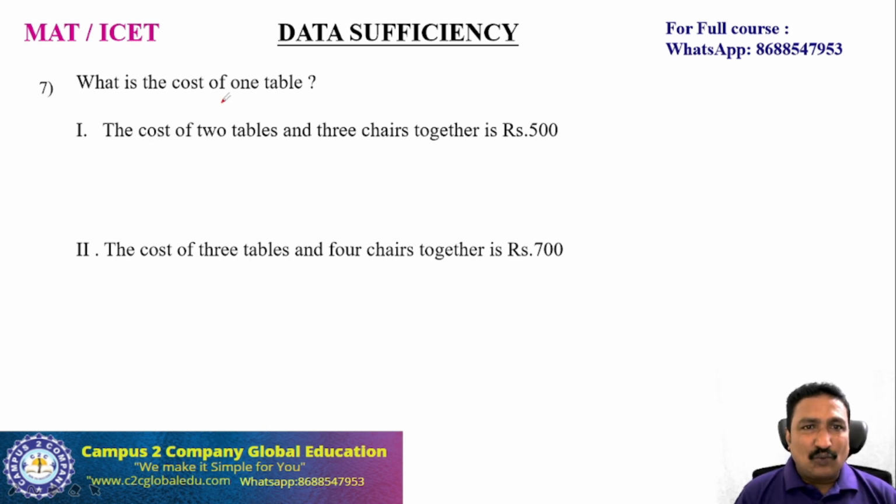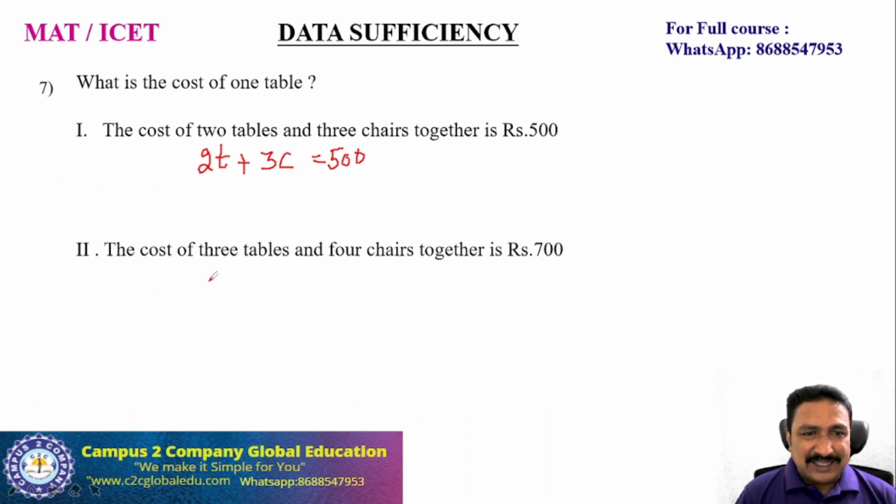What is the cost of one table? Look at the first statement. The cost of 2 tables and 3 chairs together is 500 rupees. According to simple equations, let us take the table as T. We can write 2T plus 3C is equal to 500. According to the first statement, we cannot decide because here we don't know the cost of a chair. So we can eliminate choice 1.